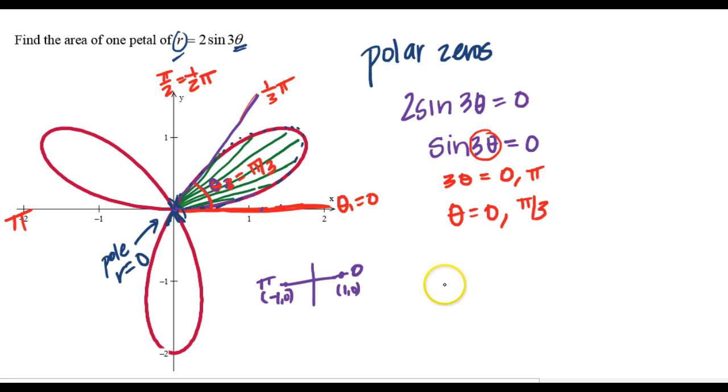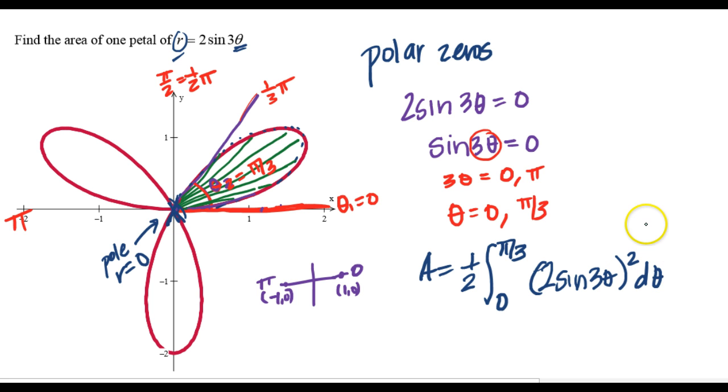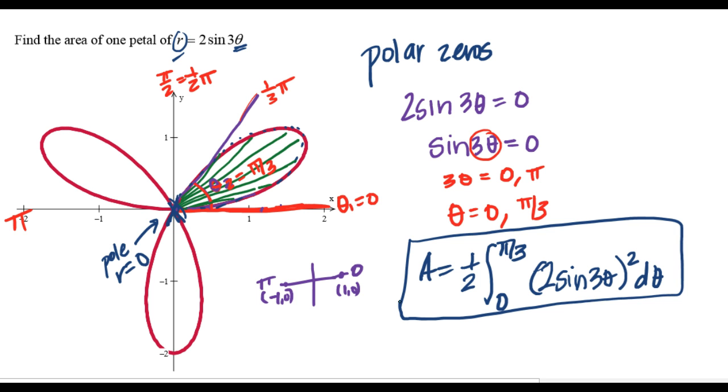So we'll go ahead and write out our area formula. So we're going 1/2 the integral from 0 to pi over 3 of my radius. Well, my radius at any particular point on this petal and on all petals is given by 2 sine 3 theta, so we're going to have 2 sine 3 theta quantity squared d theta. So this is the area formula needed to find one petal of this particular rose curve.